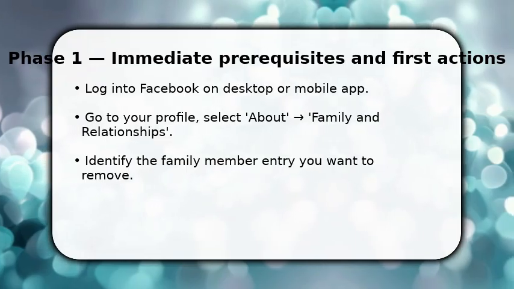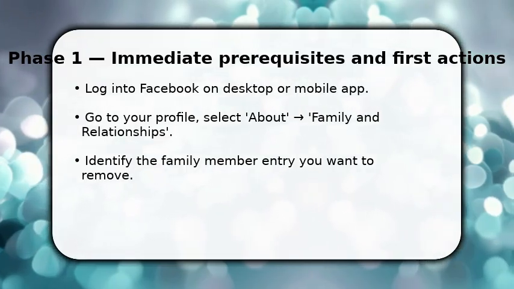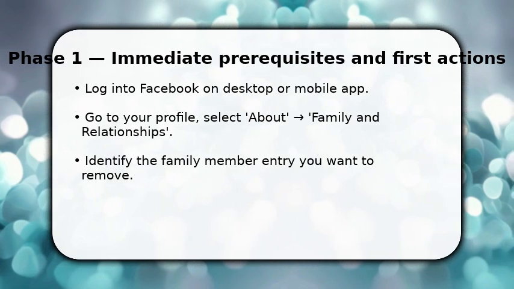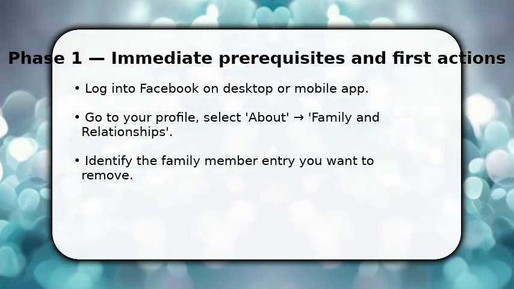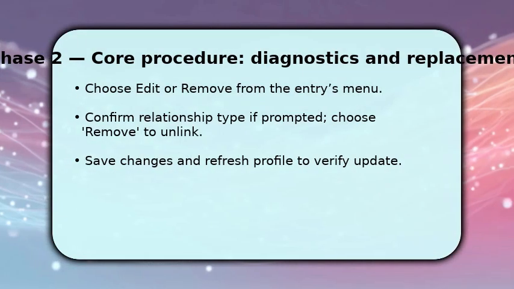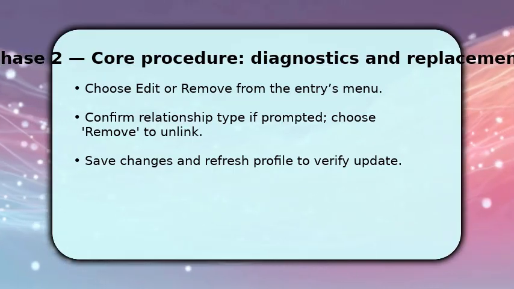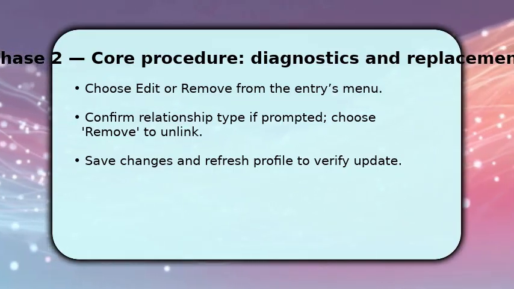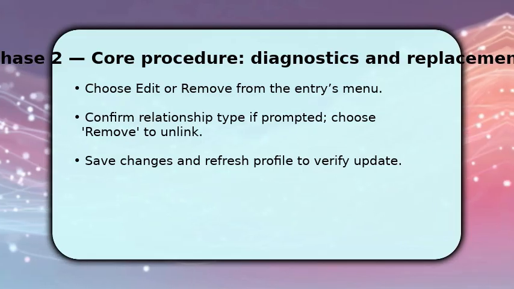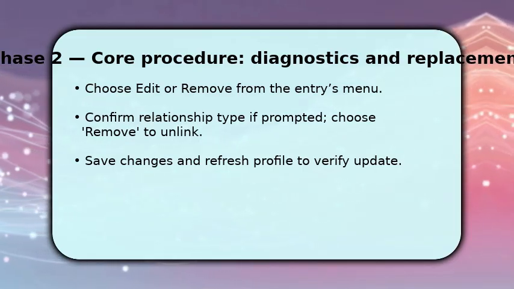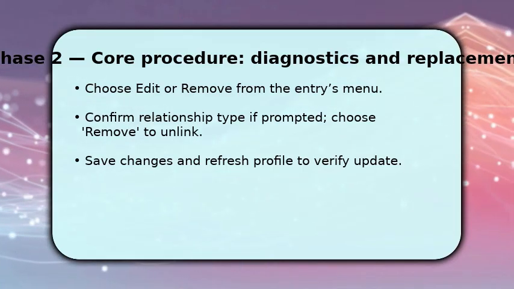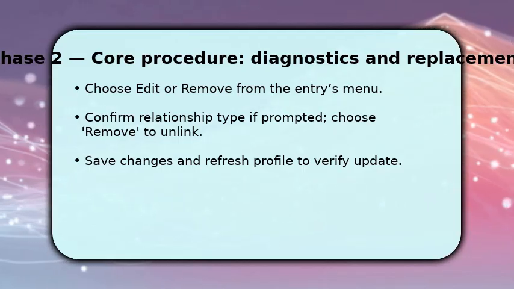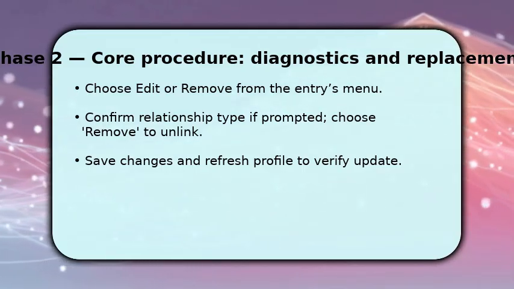Now tap the three dots or edit button beside their entry to reveal the removal option. This is the very first actionable step. You will now perform the edit. Choose Edit or Remove from the Entries menu to change or delete the relationship. If Facebook prompts you to confirm the relationship type, correct it only if you plan to keep a link. Otherwise, select Remove to unlink them from your profile.